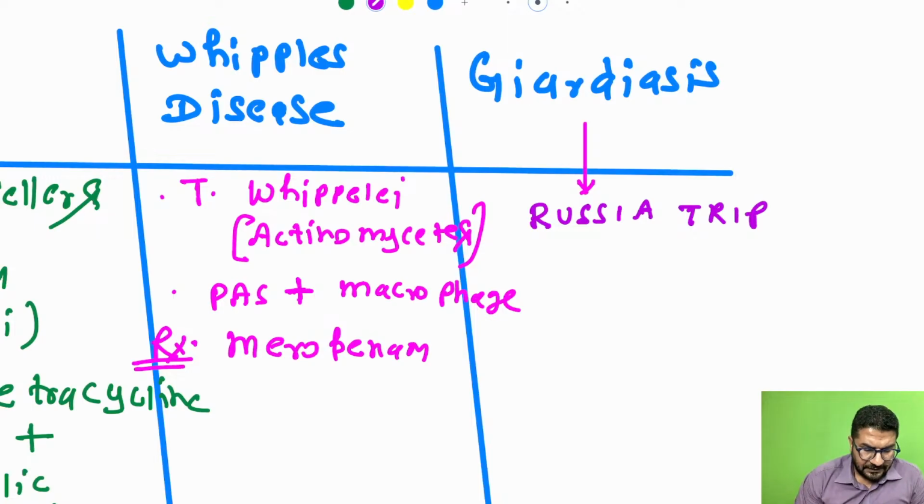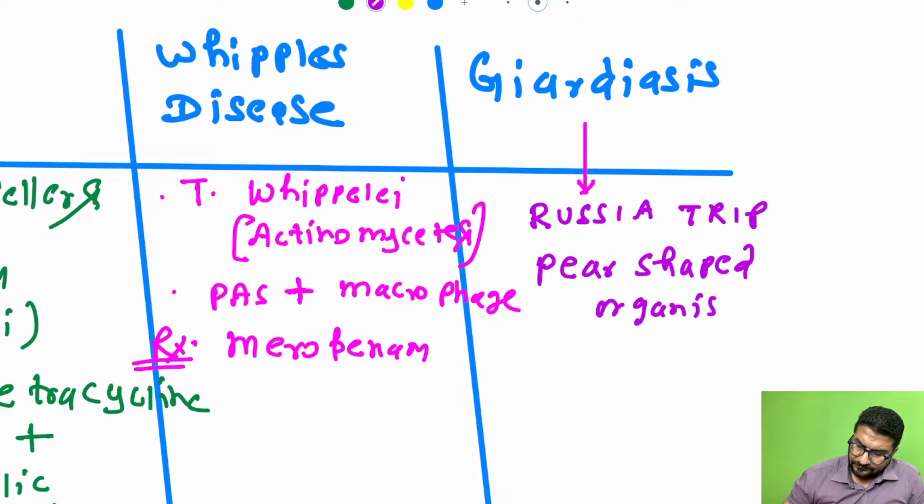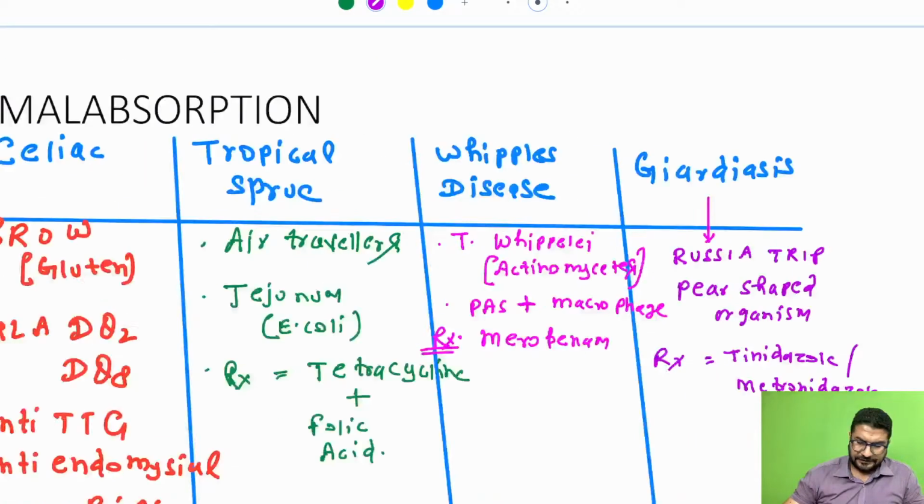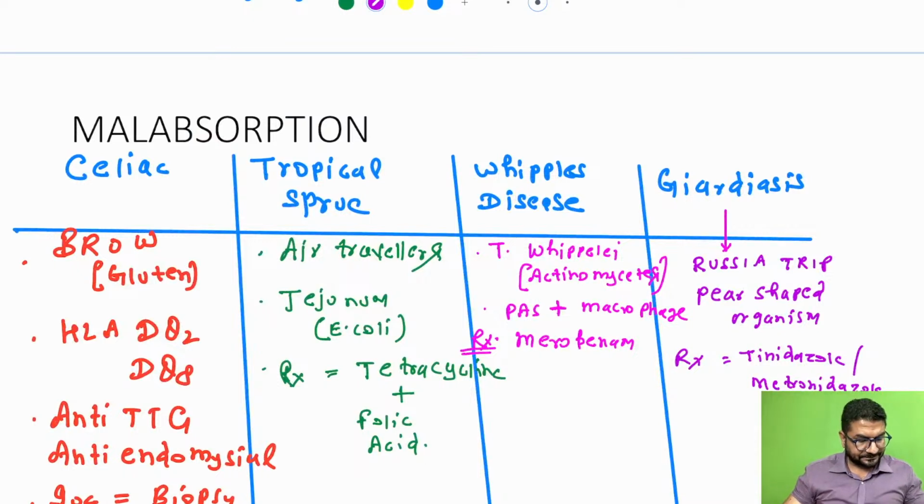So it is very common. Now try to understand this thing. This is something you will notice. Accidentally it was discovered by Anton von Leeuwenhoek. You will see a pear-shaped organism. इसका शेप कैसा होगा, pear के जैसा. And in treatment what we give, you can use tinidazole or metronidazole. Tinidazole or metronidazole. So this is the treatment of different malabsorption.